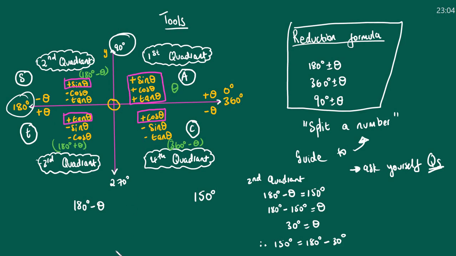If the angle is below 90 degrees, such as 60 degrees or 50 degrees, then it's already reduced, because the main goal of reducing these angles is to get an acute angle, which is an angle between 0 and 90. So usually these ones are already reduced, but it is also sometimes helpful to reduce them using the reduction formula 90 plus or minus theta, so that you can play around with what we call correlations.